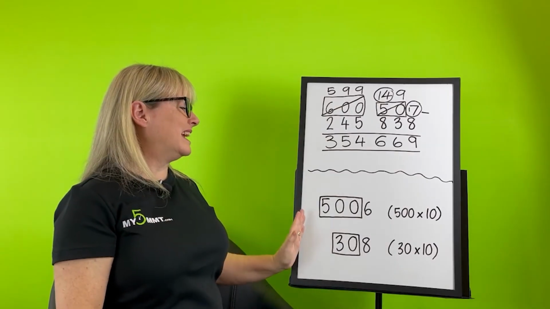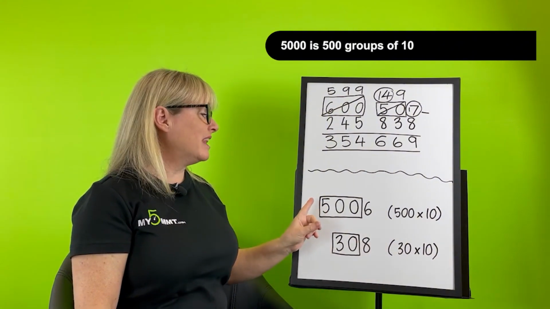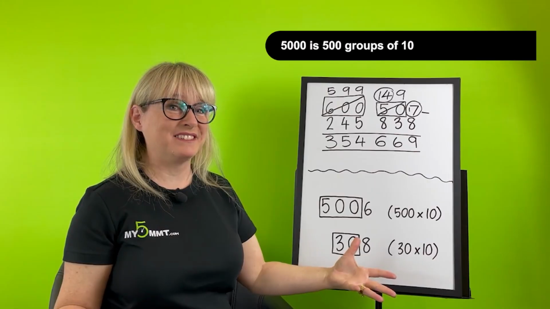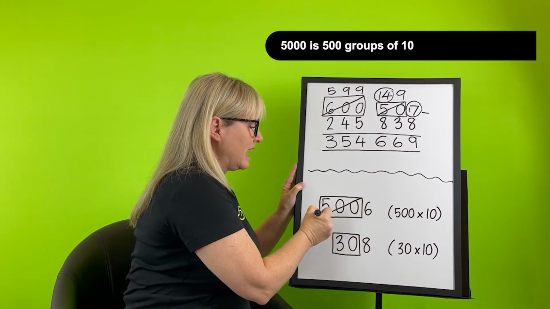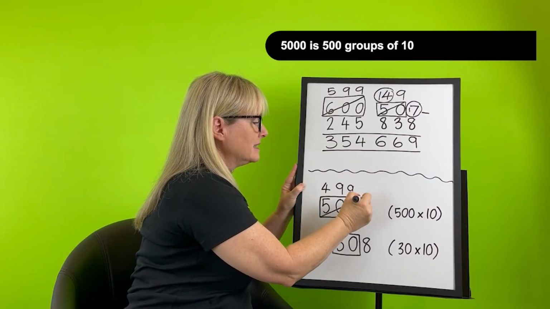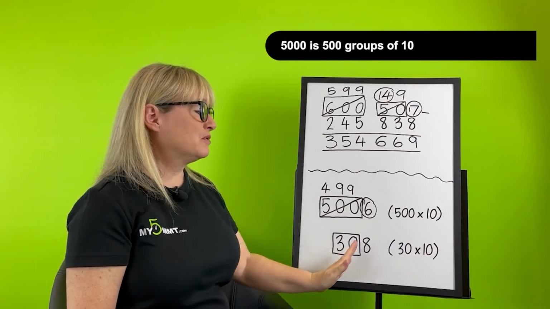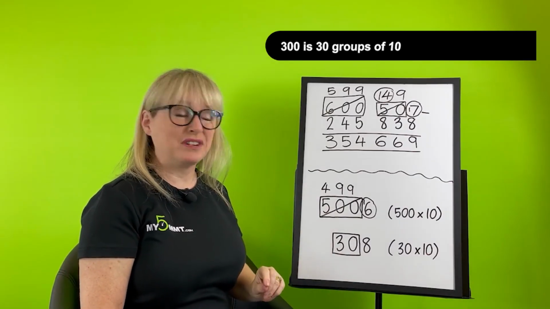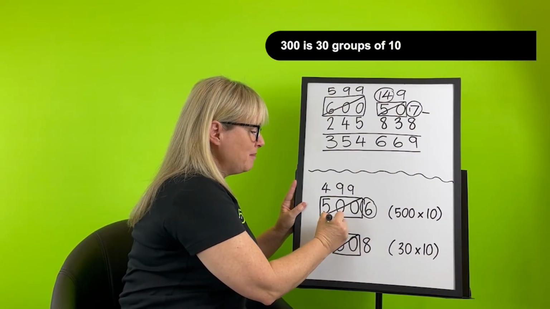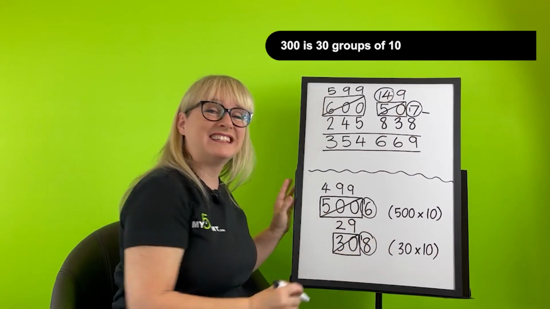You see, what I'm looking at is when I get a number like 5,006, I'm remembering that that's 500 groups of 10 to make 5,000. So I cancel this out, I make a 499, and I put my last 10 here to make that 16. If it was 308, I remember 300 is 30 groups of 10. I cancel that out. I make it 29 and I put my last 10 here to make this 18.